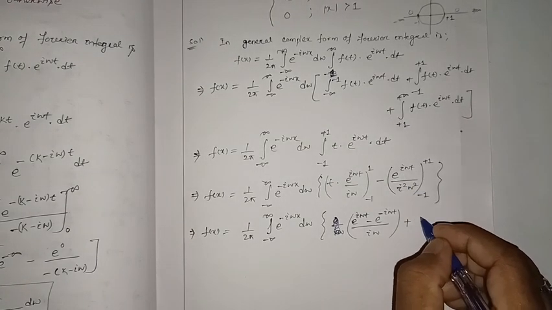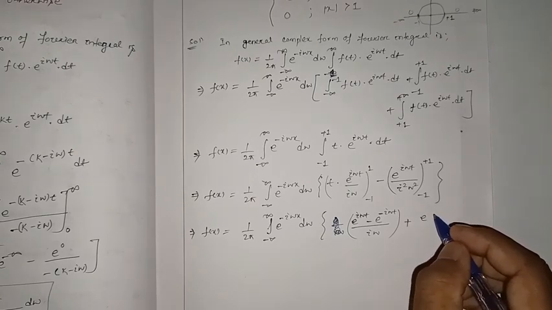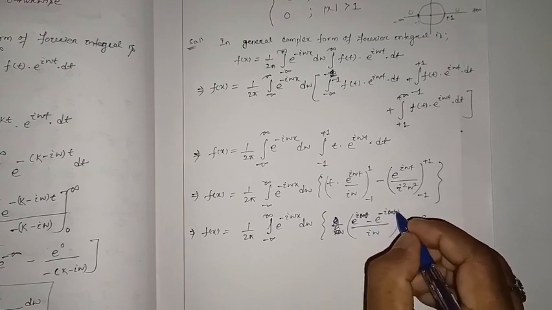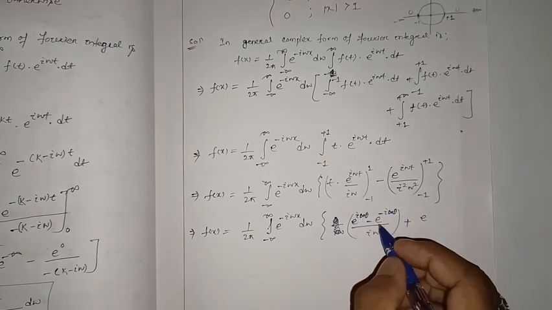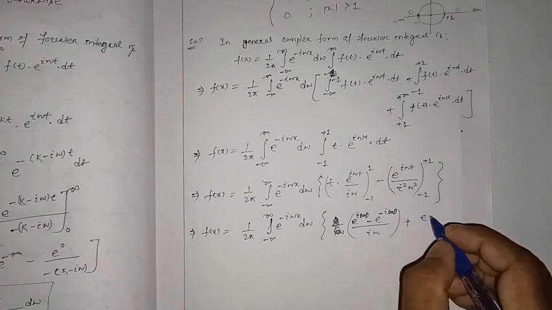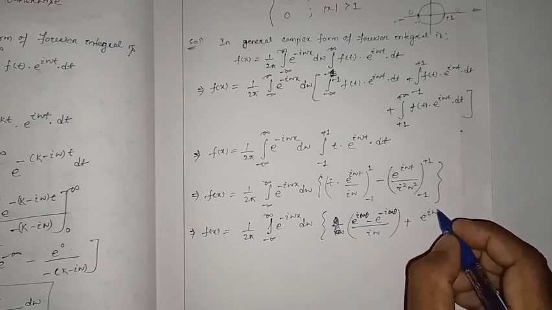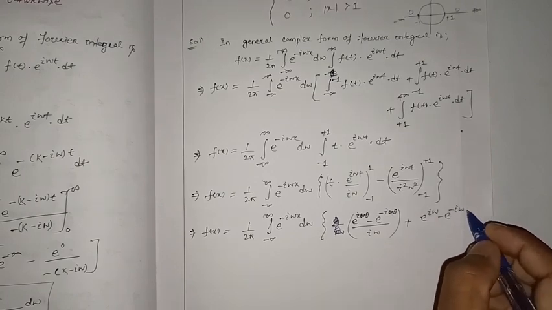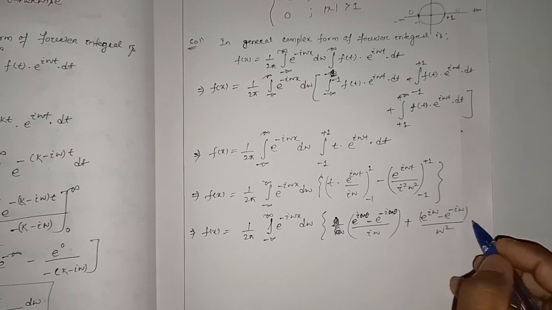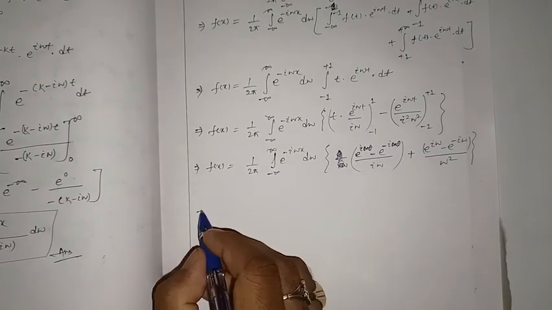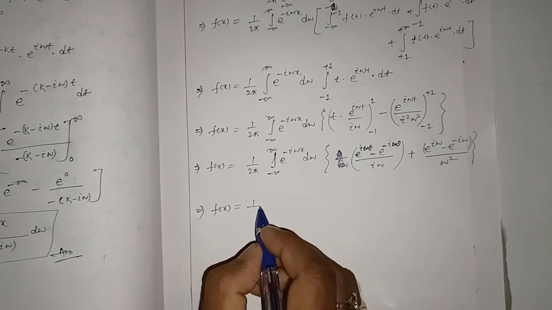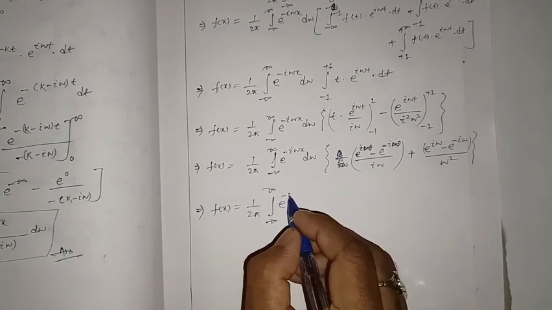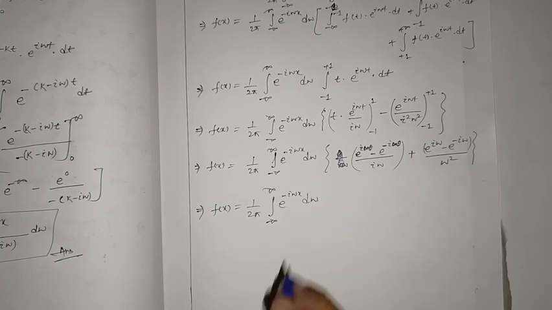So if I put over here, this will be e to the power only I omega, not I omega t, only I omega: e to the I omega minus e to the minus I omega, divided by omega square. Okay, so that implies f of x equals 1 by 2 pi, integral from minus infinity to plus infinity, e to the minus I omega x d omega.